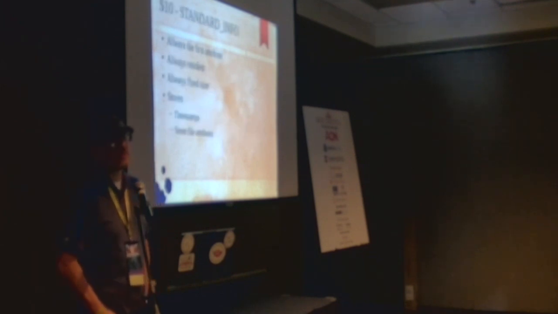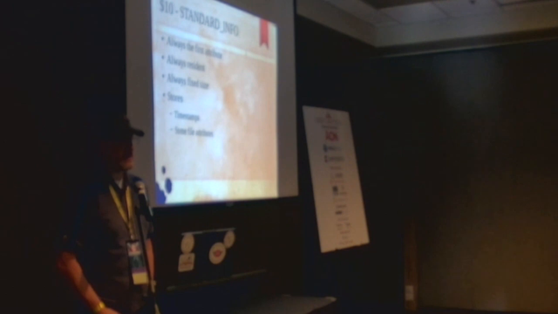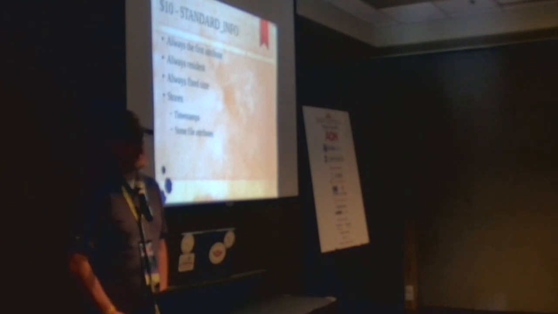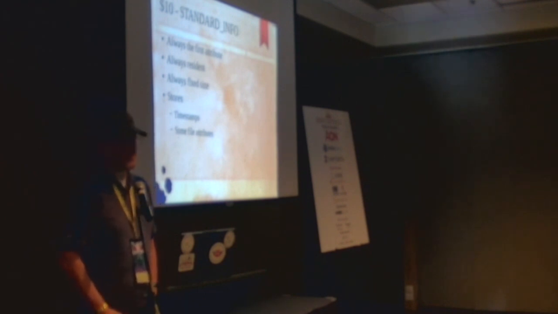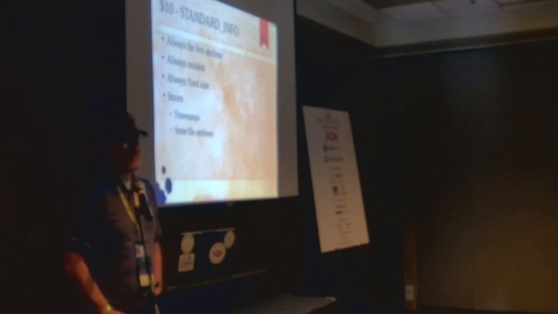Okay. All right, so a little bit more about a couple of these attributes. First one, standard info, $10, has a hex value of 10, or 16 in decimal. It's always the first attribute because these are stored in numerical order. It's the lowest numbered attribute, so it's always going to be the first one. It is always going to be resident. It's never going to be out in a data cluster. This thing's not very large, and it's the very first thing. There's no reason why it would not be stored in the MFT directly. It's always a fixed size because none of the fields in this thing have a varying size.